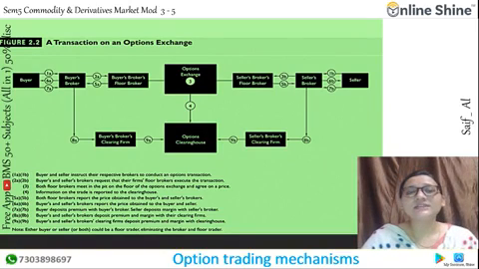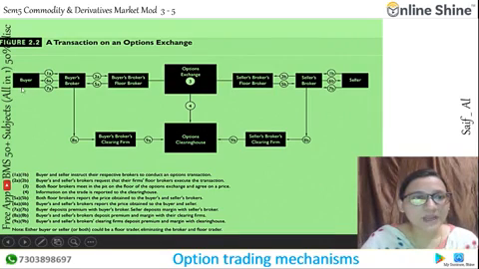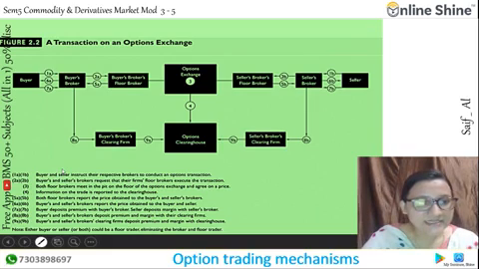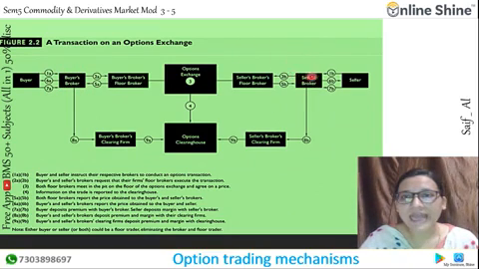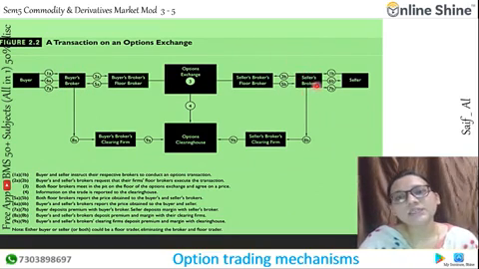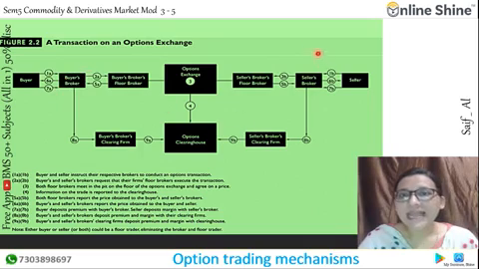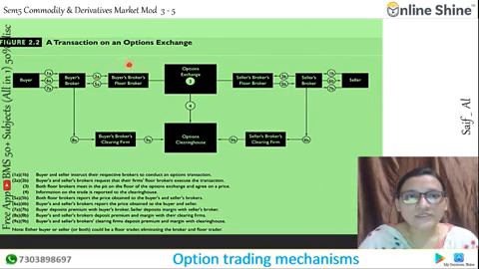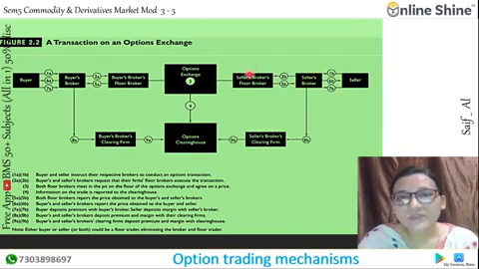How does the transaction happen in the option exchange market? First of all, there are two parties, the buyer and the seller. The buyer and seller instruct their brokers, the buyer broker and seller broker, to conduct an option contract. Now the buyer broker moves to the buyer firm's floor broker, and the seller broker moves to the seller broker firm's floor broker.